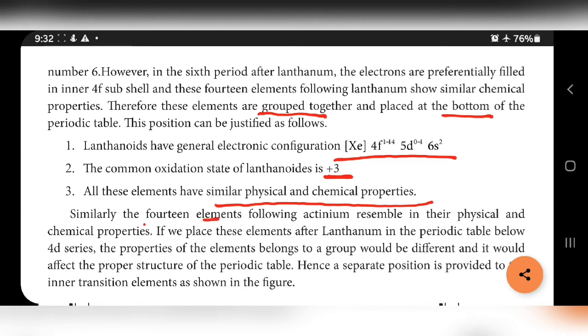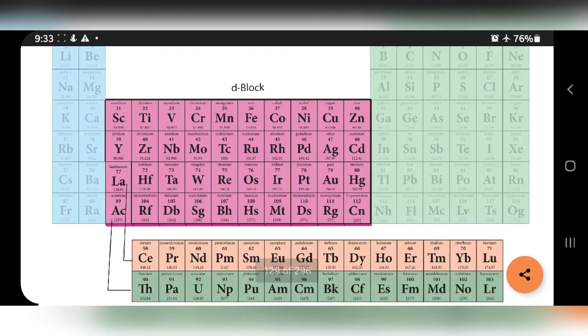The 14 elements after actinium resemble each other in their physical and chemical properties, but these elements would be placed below the 4d series. Do you know which one is the 4d series? This series is called the 4d series. If we place these elements below the 4d series, it will affect the property of the group. So a separate position is given.